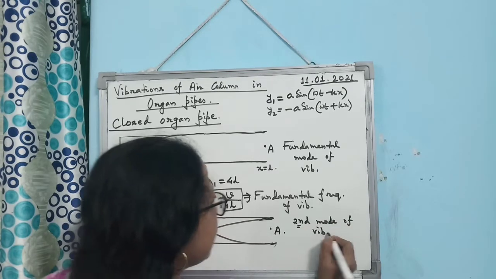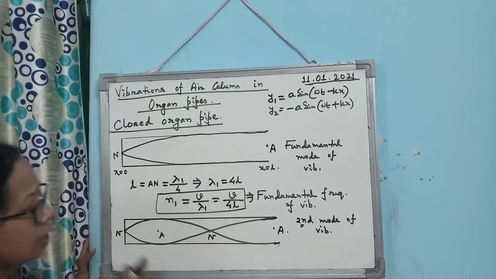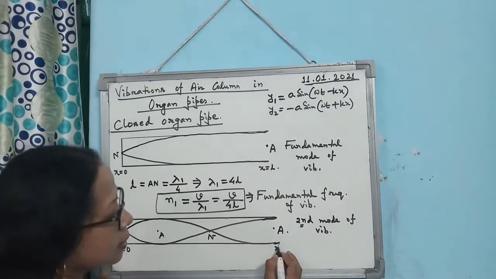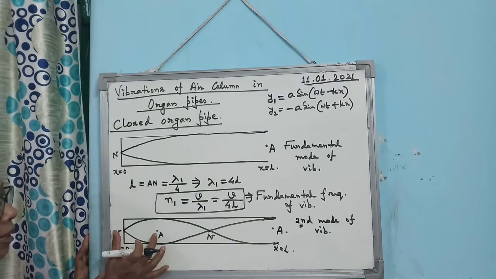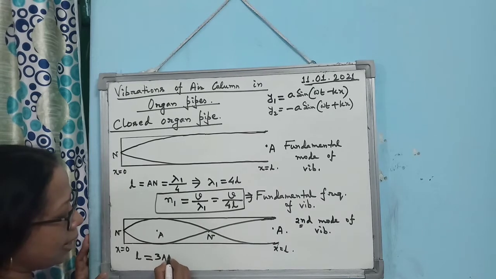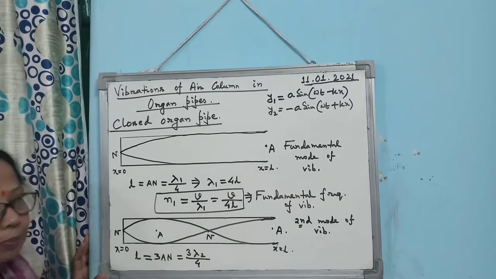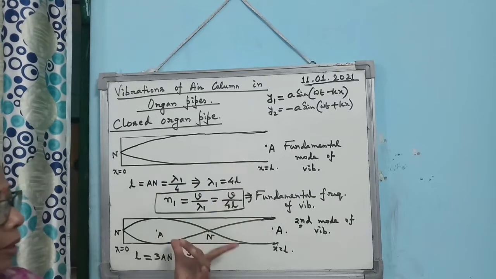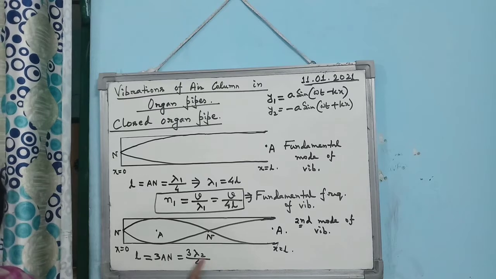In the second mode of vibration, if it is like this, then you see here there is A and here there is N. So how many pairs of AN are you getting? And this is X, and this is L. So one can write L is equal to how many AN? 1, 2, 3. So you can write it as 3AN. Means AN will be now lambda 2 by 4, because from this one it is clear, here the wavelength is longer, but here the wavelength is becoming shorter. That's why you cannot use lambda 1 here.